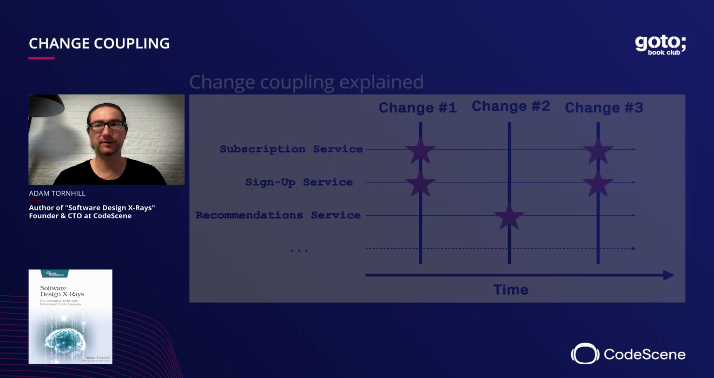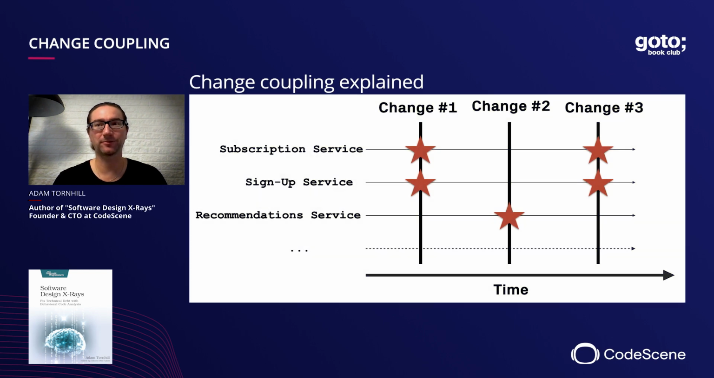Change coupling is a very interesting software analysis technique. It's interesting because it's something you cannot do just based on the source code. If we talk about coupling in general, as a developer, we typically refer to coupling as some kind of dependency, right? You have some piece of code over here, it uses some piece of code over here, they depend upon each other. Change coupling is different because it's more about logical dependencies.